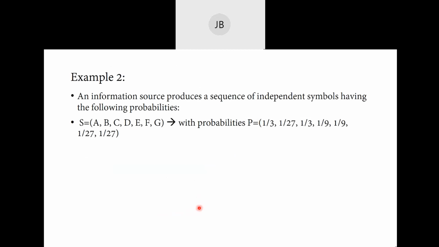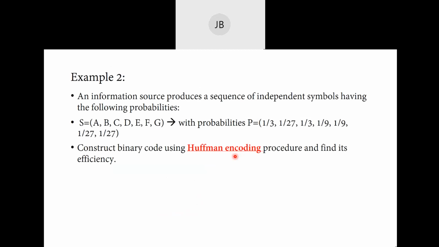In this case, I have chosen Huffman encoding as an example. In this example, we have different symbols as shown here. There are symbols like A, B, C, D, E, F, G, and these symbols have different probabilities, that's 1 by 3, 1 by 27, and so on. So now the question is, how do you construct a coding scheme using Huffman encoding and find its efficiency?